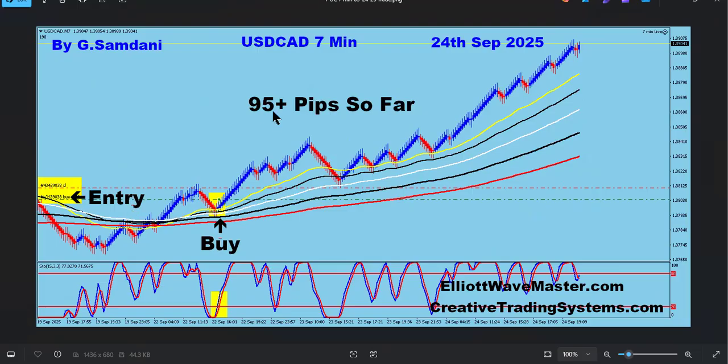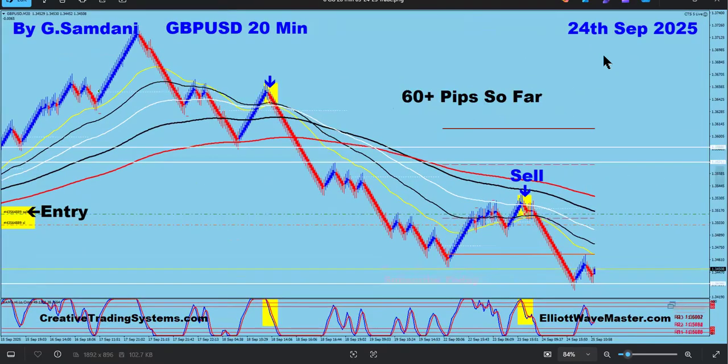Now here it's the 95 pip USD-CAD going to the upside because USD started to get strong. Buy orders right there. And this one is on the 24th. And this is on the 24th, pound USD. I was expecting that it would go up, but what happened? News came out and USD started to get strong. That's why USD-CAD went up and pound USD and Euro USD both went down. So this is 60 pips here, and then I have another one later on.